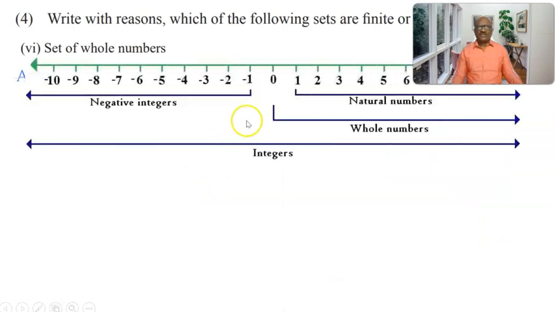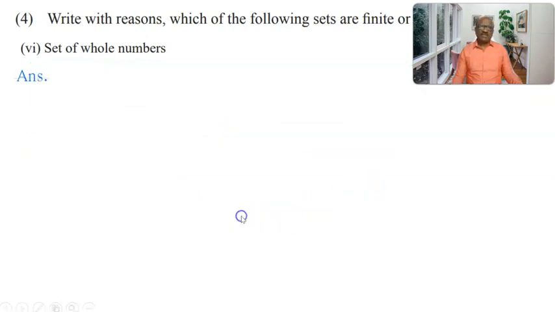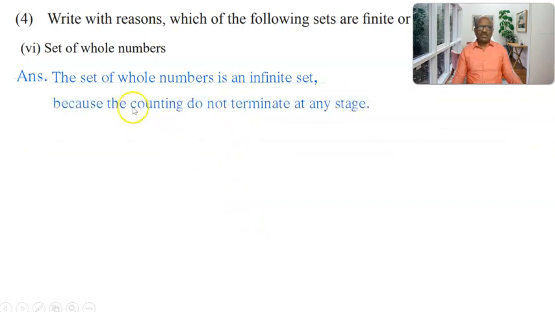Set of whole numbers: 0 1 2 3 up to infinity. It's an infinite set. The set of whole numbers is an infinite set because the counting does not terminate at any stage.